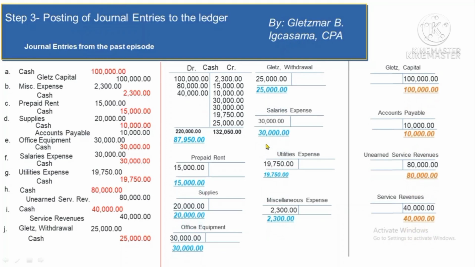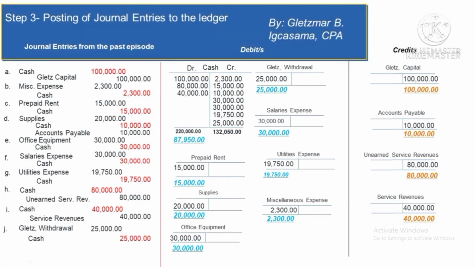So as you can see, I have separated the accounts based on their normal balance. Actually, the assets, the withdrawal, and various expense accounts are here because they have debit as their normal balance. And of course, the capital, the liabilities, as well as the revenue accounts are here because their normal balance is credit. So why did I do that?